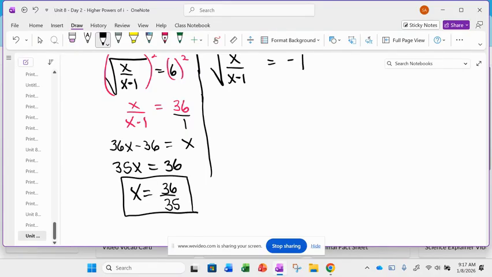I will tell you, you would have to check this because it's a radical equation, but I will also tell you that this works out. This check works.